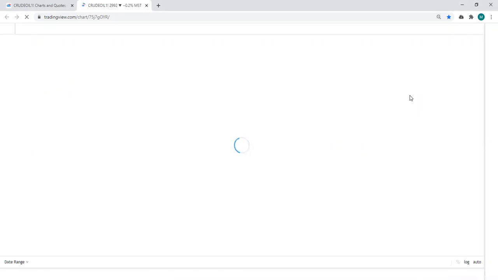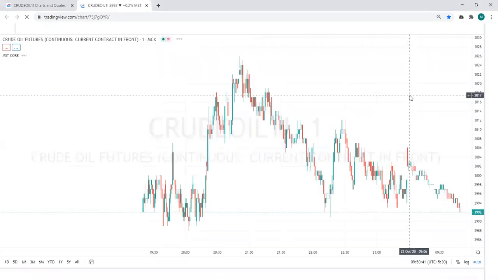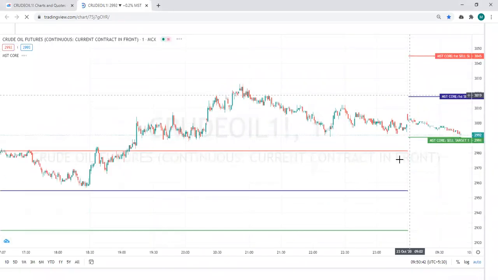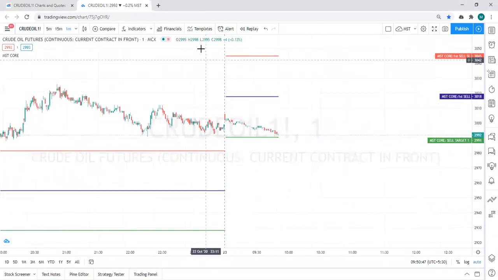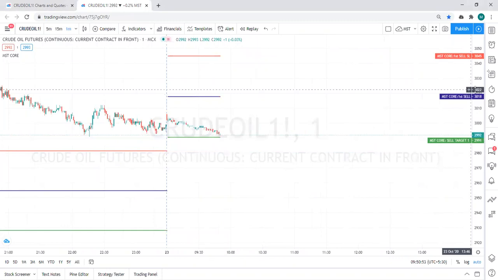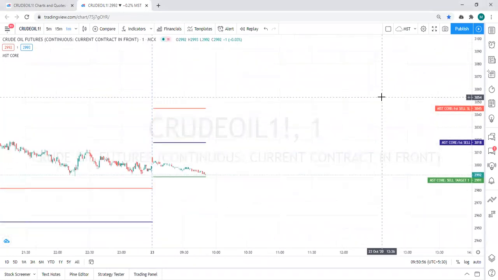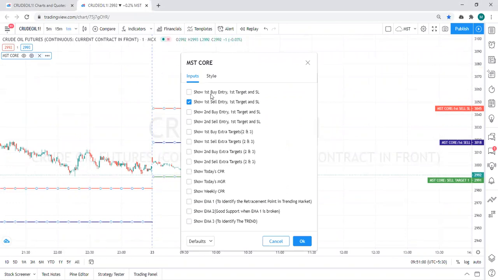Now the chart will appear. Once the chart has come, we have to add our indicator. Since we are using the 1 minute time frame, I have kept it in 1 minute. After that, we have to enable first buy and first sell. So I'm enabling first buy and first sell.